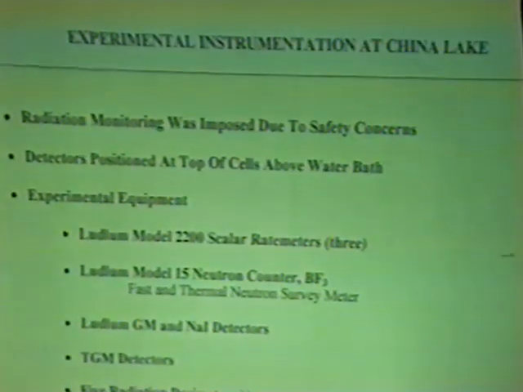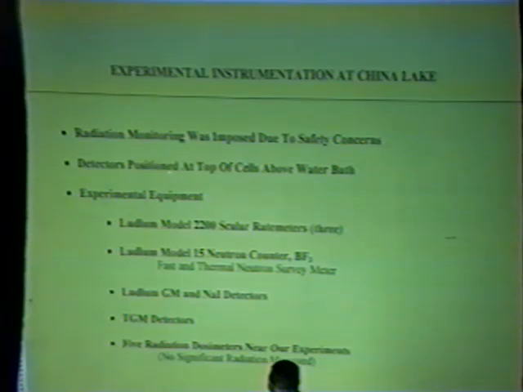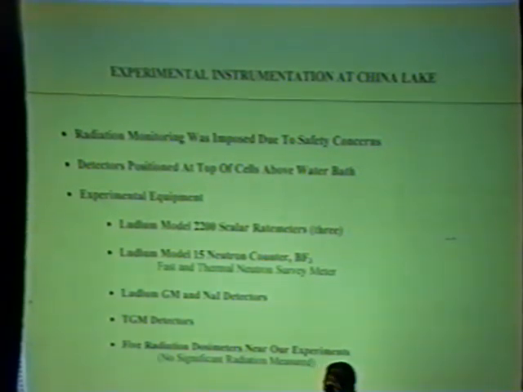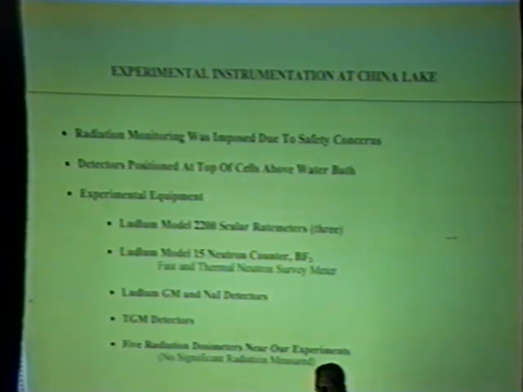As I mentioned, it was imposed due to safety concerns. We put detectors at the top of the cells above the water bath, and some later studies indicated that at that location, we would not be able to detect anything with energies lower than about 50 kV. Anything with lower energies would not escape from our cell in the water bath. This is some work based on our system done at the Naval Research Laboratory. So these are at the top of the cell above the water bath.